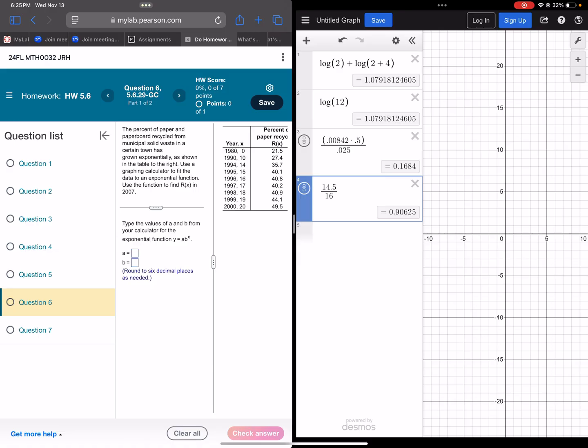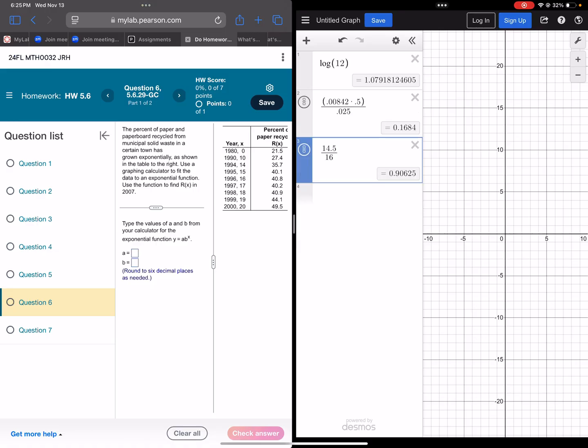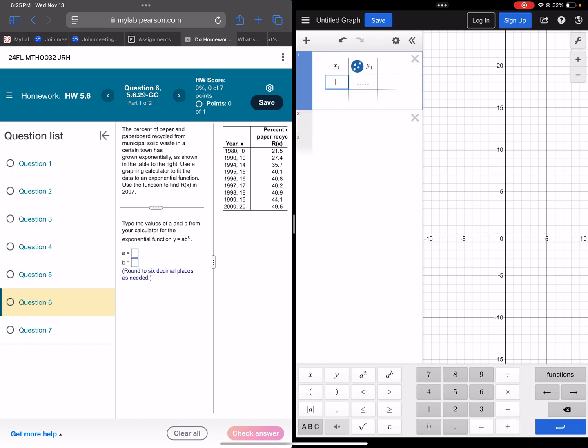So I need to make a table. In Desmos, go plus, and then table, and then put in all your values. For the years, I always just use 0. Don't use 1980. So the 0 would be the first year.